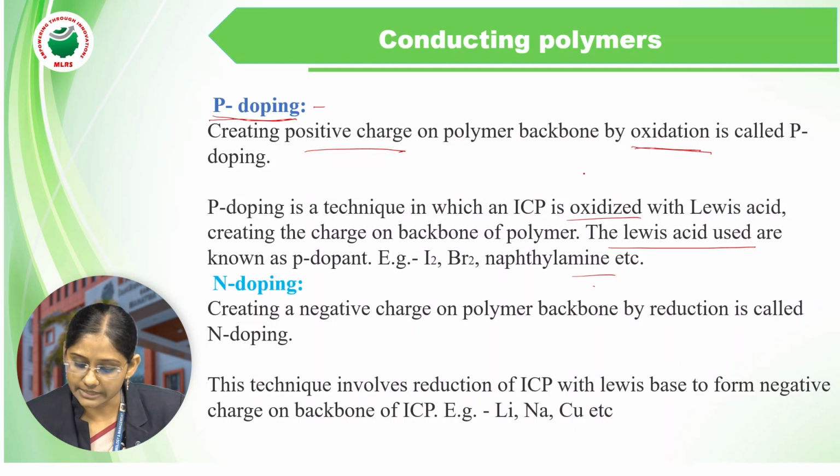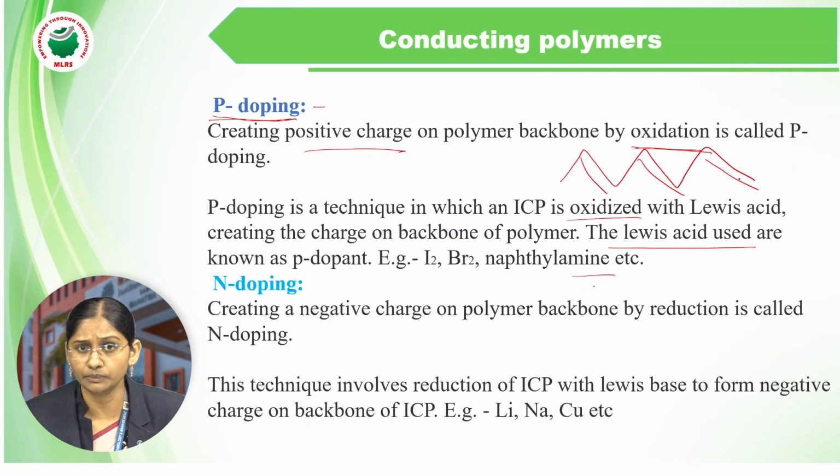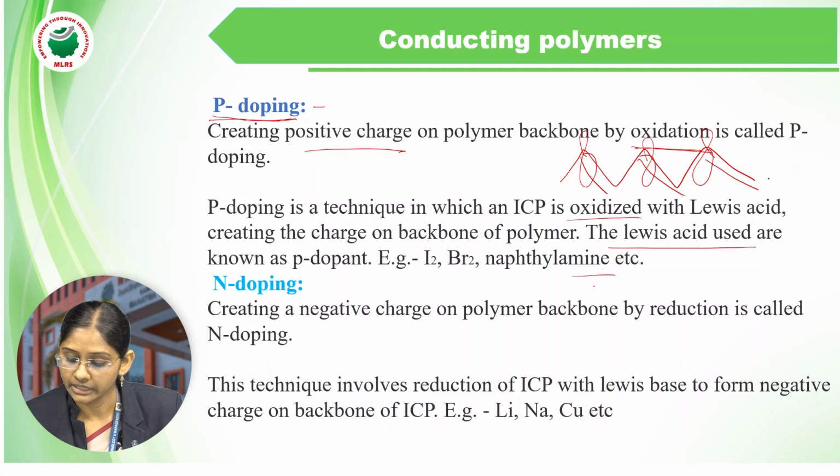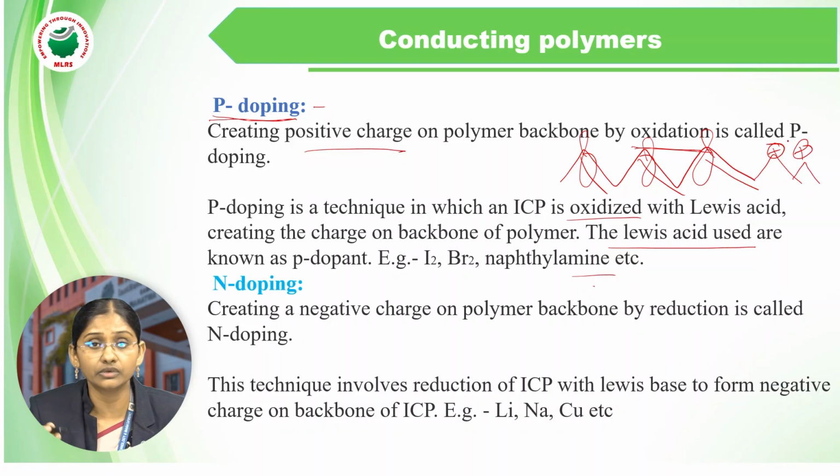For example, let's see an example. It is a conjugated system, polyacetylene. Here each carbon contains a pi electron cloud. Because of oxidation, we have created a positive site here, like this. If any positive site is there, these are the unhybridized pz orbitals, right? It contains an unpaired electron.